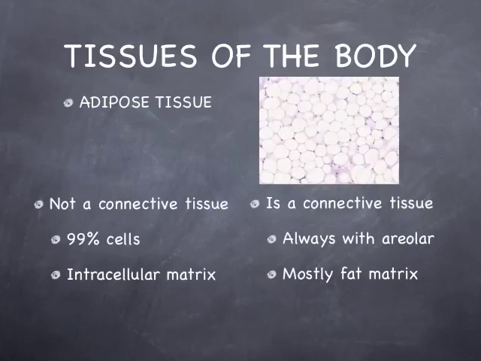So you could have a court case here and say, this isn't a connective tissue, it's mostly cellular. The matrix is not outside the cell like other tissues, it's inside. Well, on the other side of the court case would be saying, this is a connective tissue. It's always found with areolar. It is mostly fat, even though the matrix is inside. So you can argue this both ways, but the way this has always been done is to include adipose tissue as one of the loose types. So live with it. It's just the way it is.